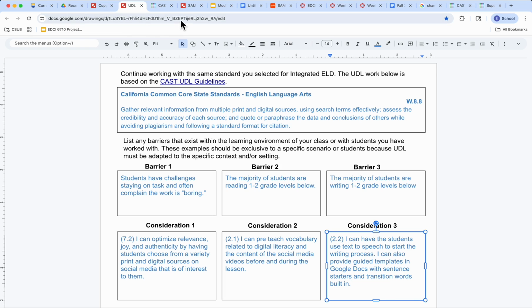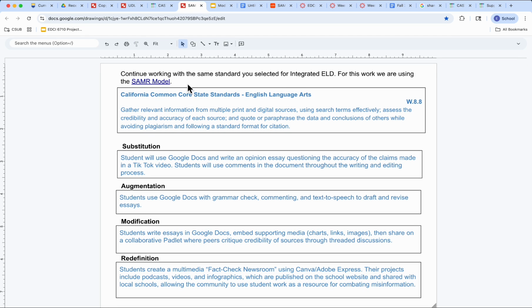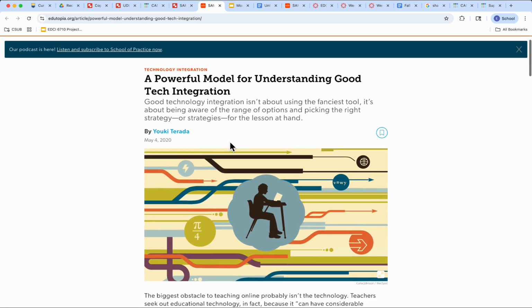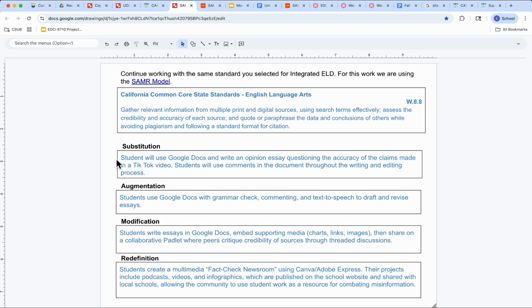Now, you do have one more activity that you're going to be using. And this is based off of the SAMR model. There's an article there that you will have read, and it's a really solid framework that helps you understand how you're integrating technology within the lesson.